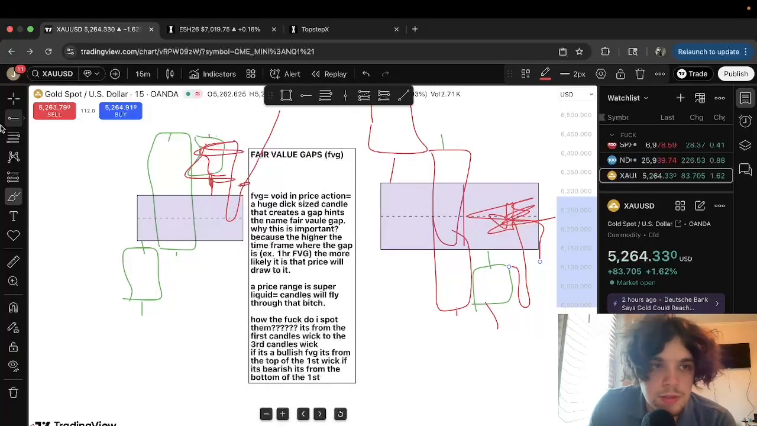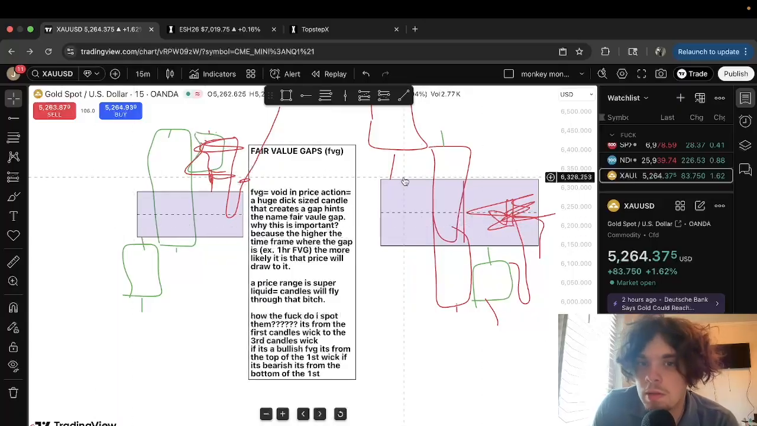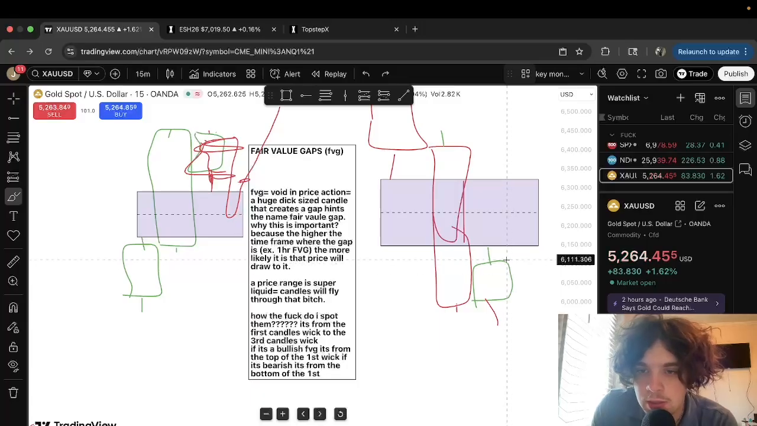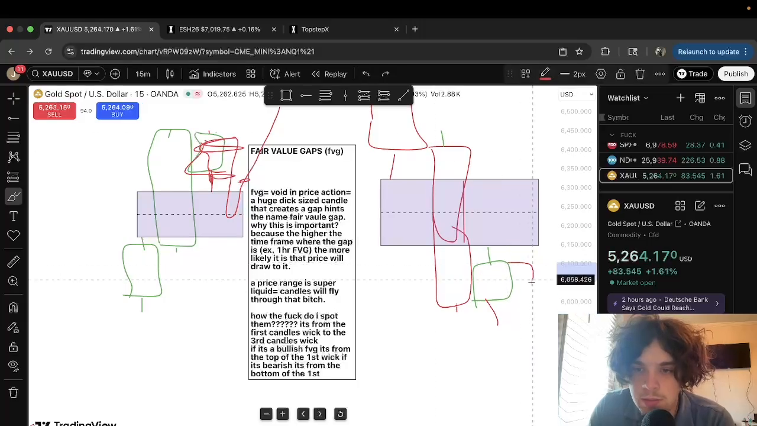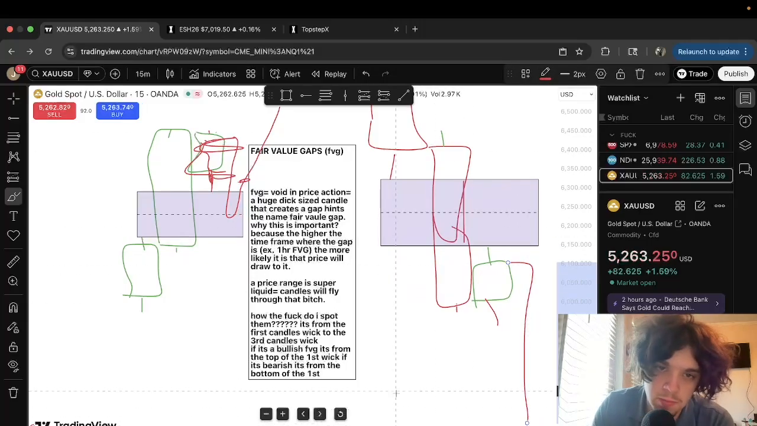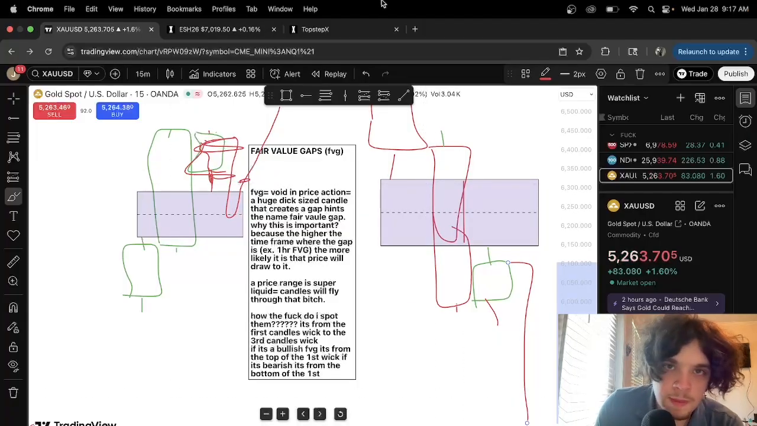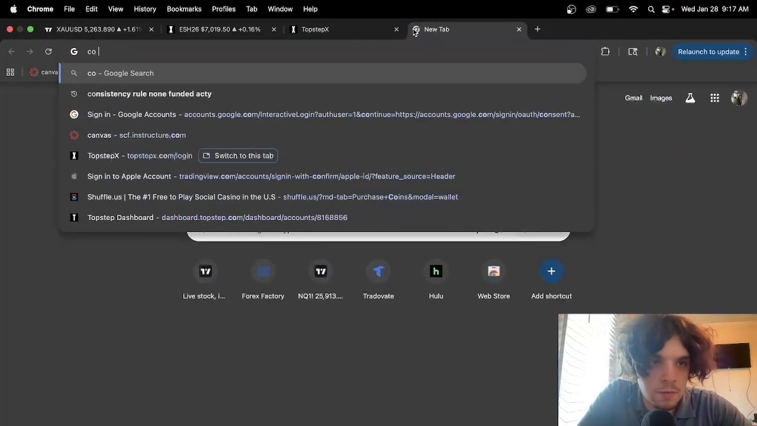That's how you would use a fair value gap. You use them to know that price is more likely to want to draw to that area. It doesn't always happen though. The next candle could just drop after that. It doesn't have to draw there if it doesn't want to, but it's one of those confluences to be able to use. For everybody that doesn't know what confluence means.